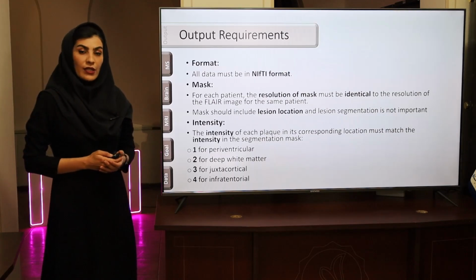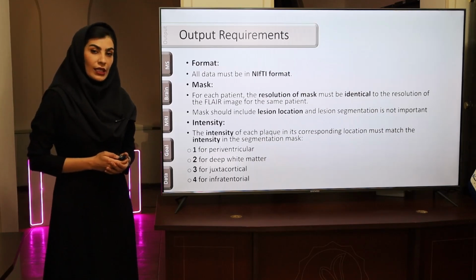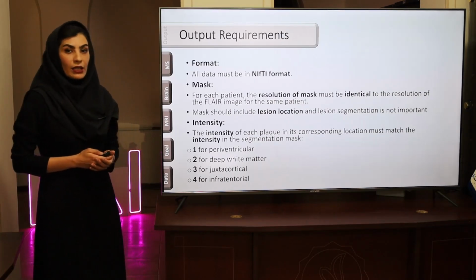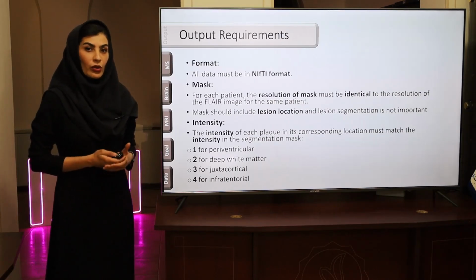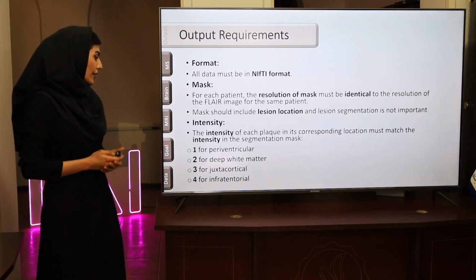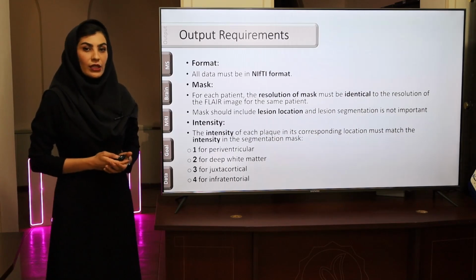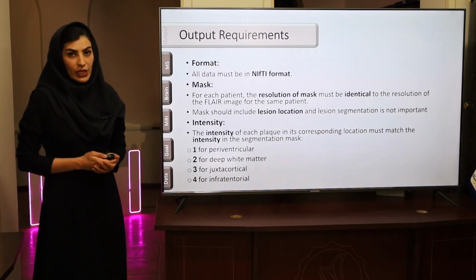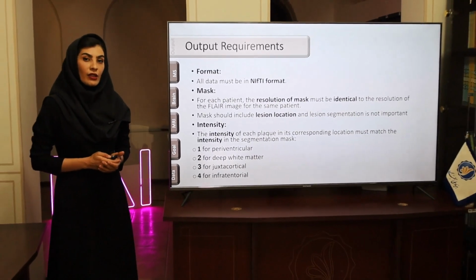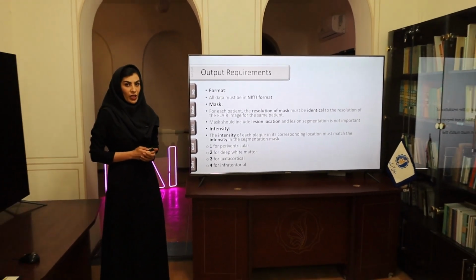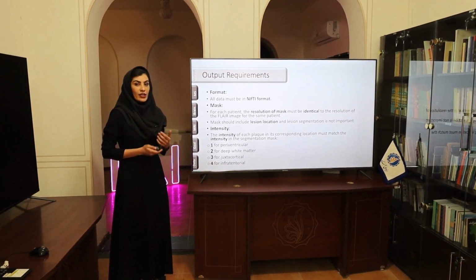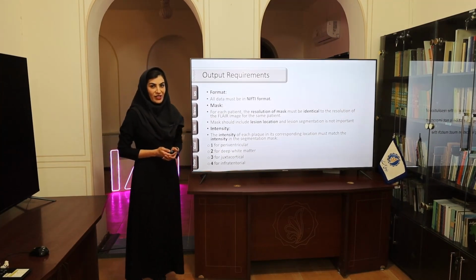We are focused on localization of the lesion, not segmentation. So we expect the bounding box that you use for localization to have the same intensity as mentioned before. Intensity number 1 for periventricular lesion, intensity number 2 for deep white matter lesion, intensity number 3 for juxtacortical lesion, and intensity number 4 for infratentorial lesion. By the way, your mask has to have the same resolution as the FLAIR images, the main images.